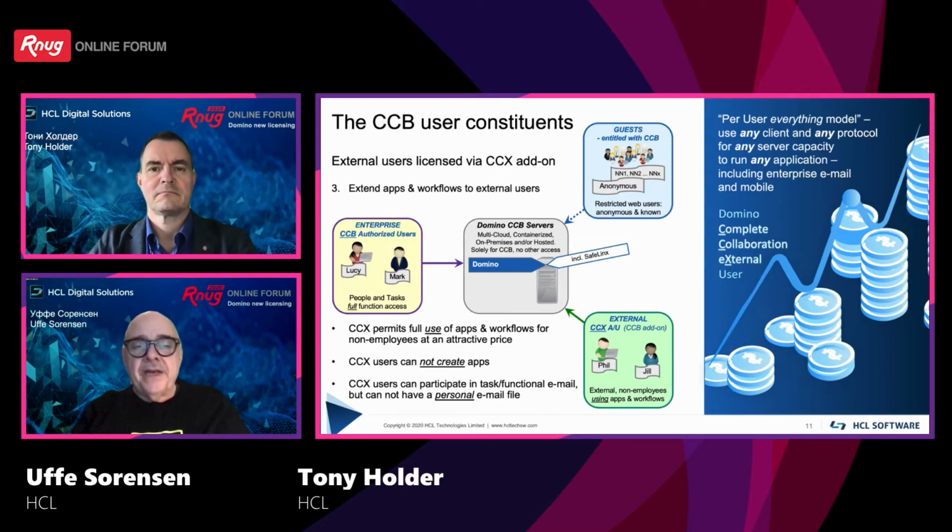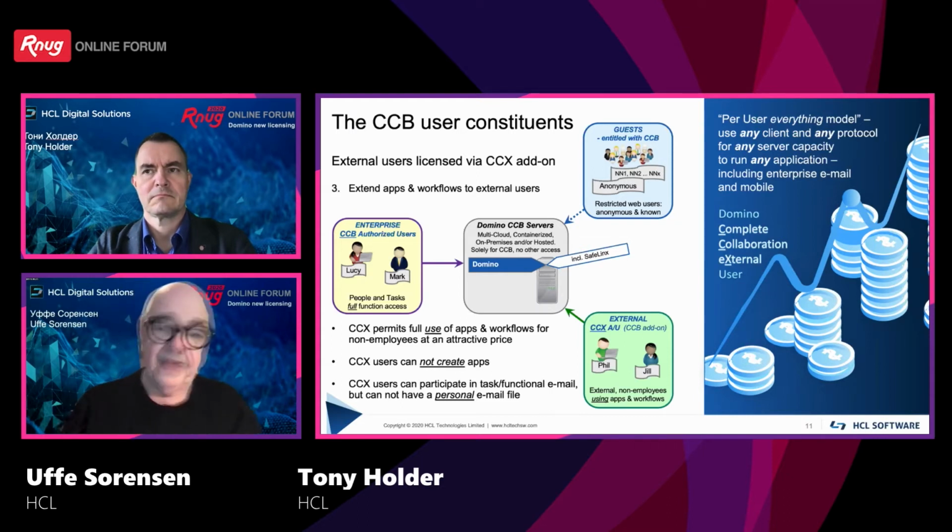CCX is one of the add-on products that we have to CCP. The general model around CCP is that you license your internal environment, your Domino servers, under CCP, and then you can add various capabilities to it. One capability is adding external users. You cannot just license CCX. You must have CCP first, and then you can add external users to that Domino environment. But you can add more, because not only can you add users, you can also add functions. So let me take a look at that.